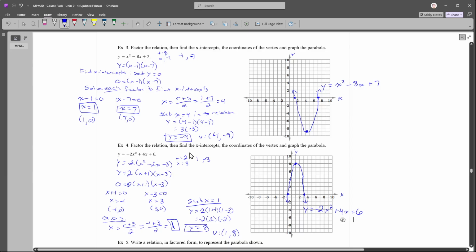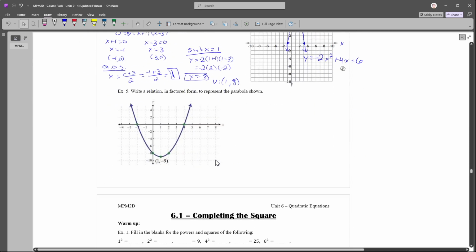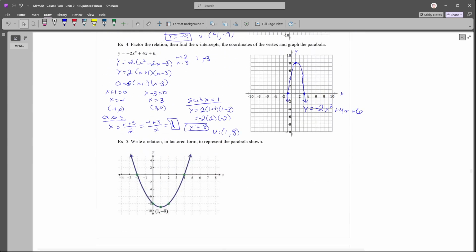One last piece. Sometimes we don't have an equation. Sometimes we start with the graph itself. So write a relation in factored form to represent the parabola shown. Remember what we need for factored form. We need an a, we need an r, and we need an s. That's what we need for factored form.